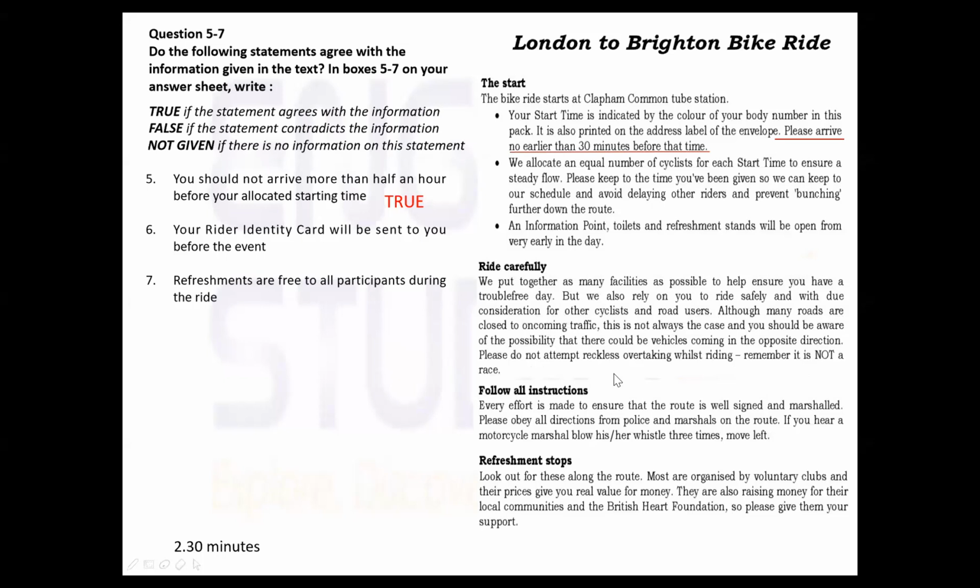Okay, nggak ada. Follow all instructions. Every effort is made to ensure that the road is well signed and marshaled. Please obey all directions from police and marshals on the road. If you hear a motorcycle marshal blow his or her whistle 3 times, move left, nggak ada. Look out for this along the road. Most... rider identity card. Okay. Most are organized by voluntary clubs and the prices give you real value for money. Okay, udah nggak ada. Berarti the answer is not given. Aduh, nomor 7 juga udah ada jawabannya. Okay, number 6 not given karena nggak ada sama sekali dari atas sampai bawah, nggak ada kata-kata rider identity card will be sent to you before the event.